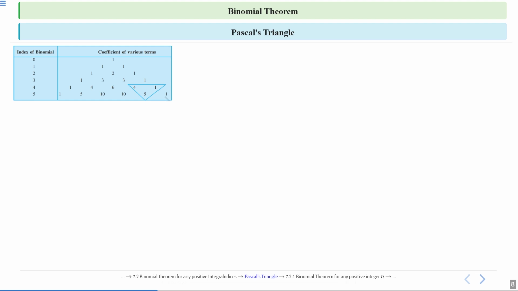And when the index of the binomial is 1, then the coefficients of the various terms are 1 and 1. Okay, and when the index of the binomial is 2, in that case the coefficients of the various terms are 1, 2, 1. Okay, and similarly for index 5, the coefficients of the various terms are 1, 5, 10, 10, 5, 1. Okay, so this triangle form is called Pascal's triangle.